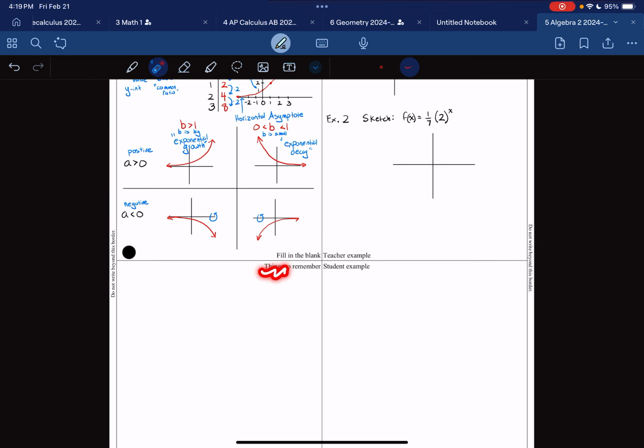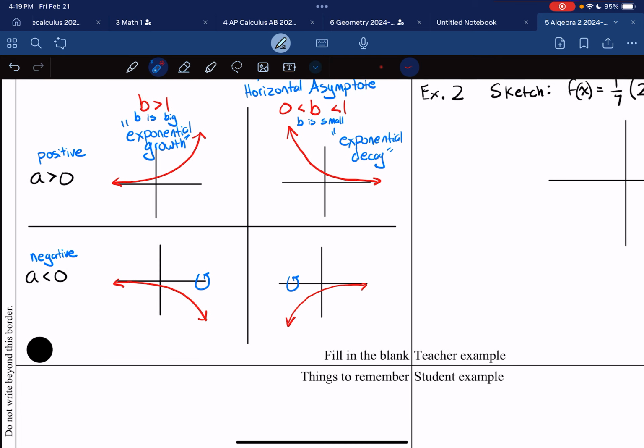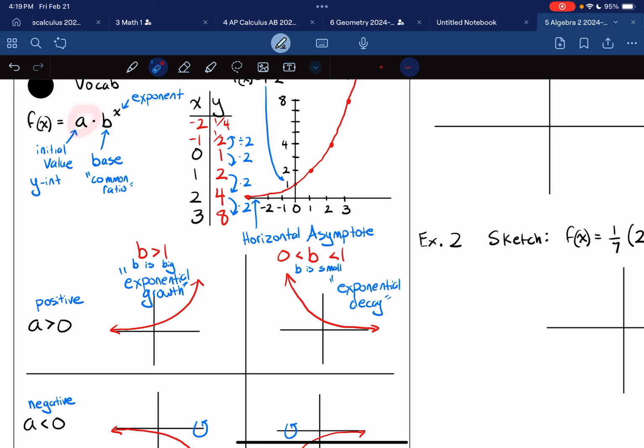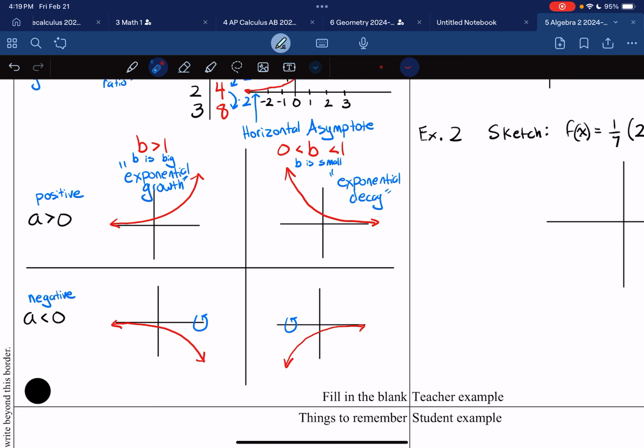If you want to write things to remember down here in the bottom left, you can say, if b is big, it goes away from the x-axis, and if b is small, it comes towards the x-axis, assuming you go from left to right, the way that we read English. So away from the x-axis or towards the x-axis, those are the 2 options when you're talking about the base. When you're talking about that leading coefficient a, if it's positive, it's on the top. If a is negative, it's on the bottom. That's as easy as I can make it, guys.